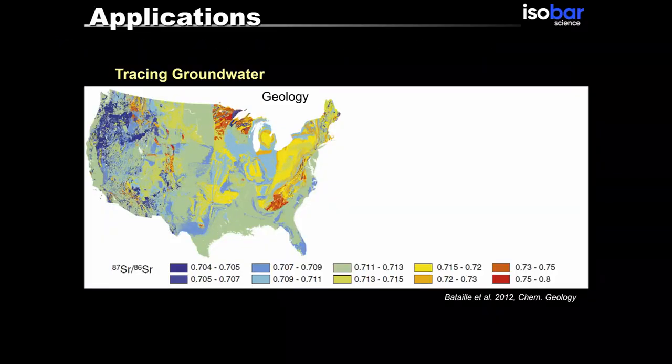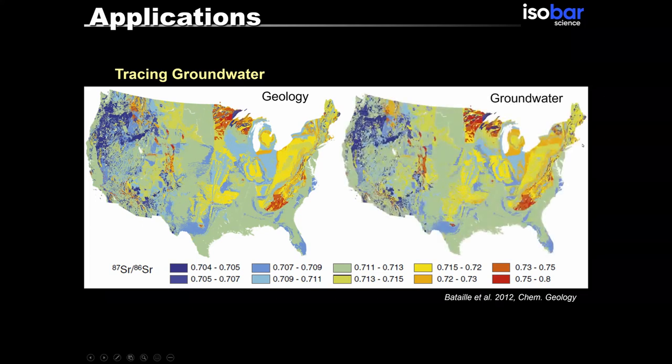Different rock types and different rock formations present different strontium isotopic ratios, which can basically be transferred to the water, to the groundwater passing through those formations. So here is the strontium ratio of rocks in the United States. And on the right side, you see the groundwater data for strontium.